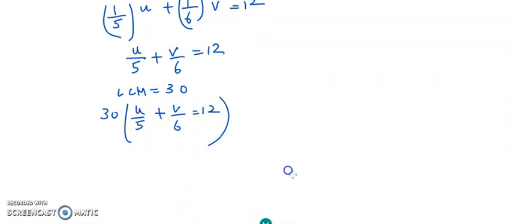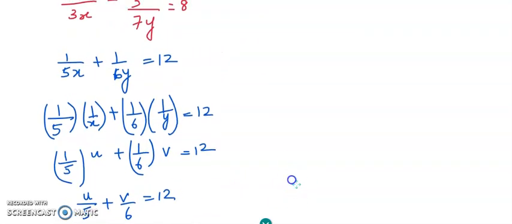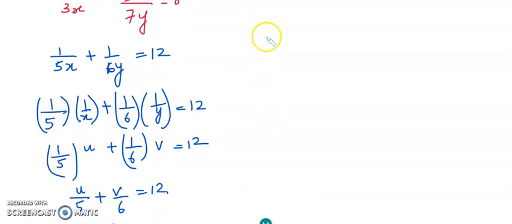Right? So if I take this 30 multiplied with u by 5, I'll get 6u, plus 30 multiplied by v by 6, I'll get 5v, and 12 multiplied by 30 will give me 360. That's my first equation. Okay? Clear? Now let's work out the second one. Yes, it's a lengthy process, but still we have to change it.